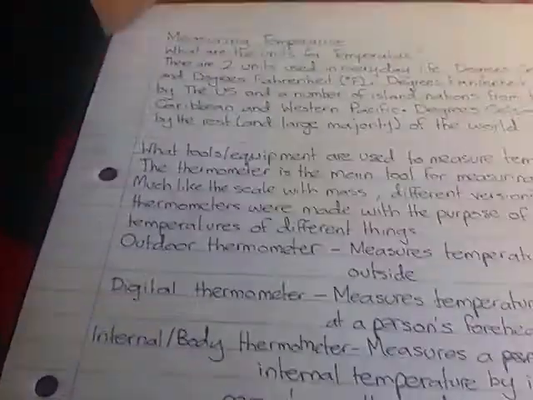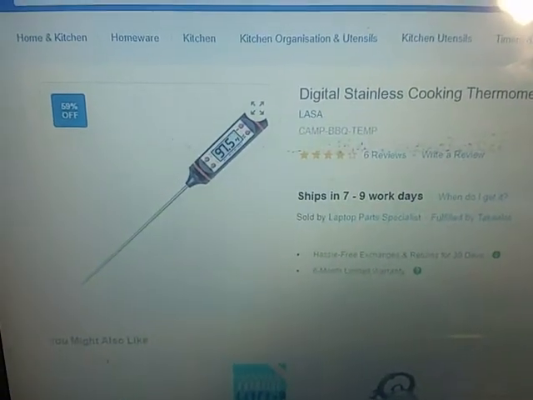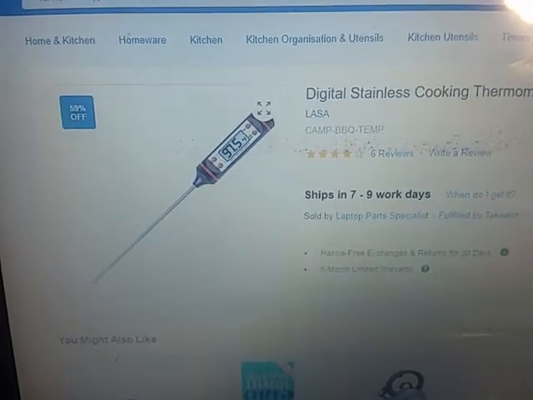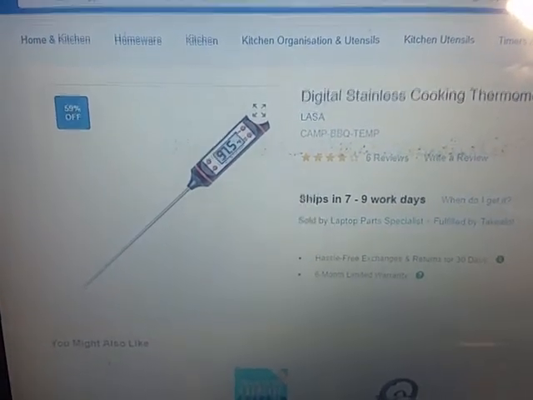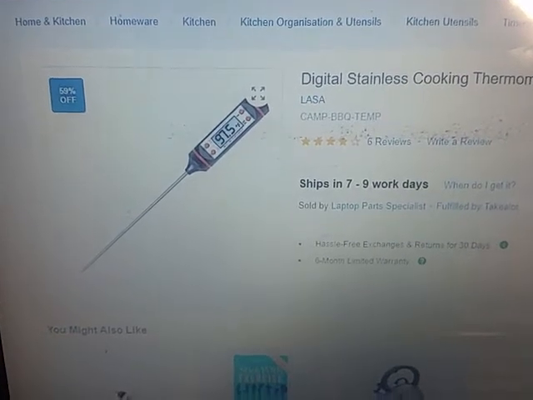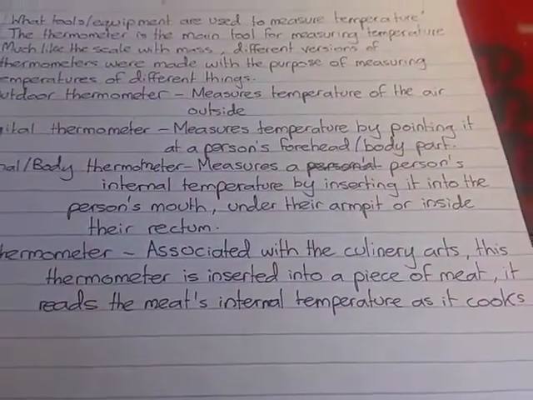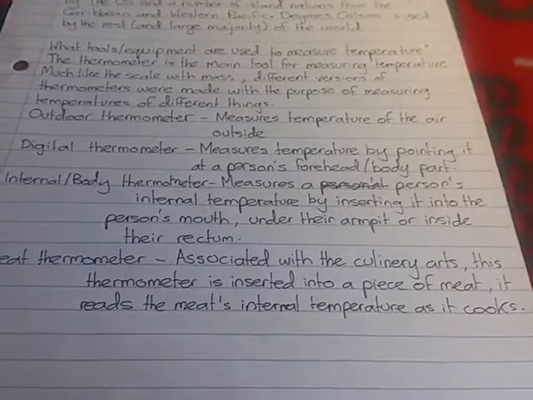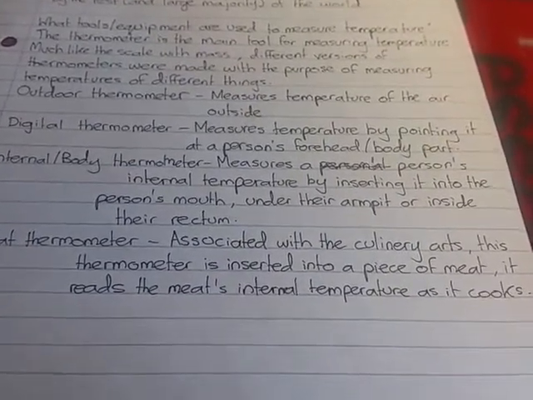And then finally, the meat thermometer. Yes, it's a thermometer that is connected to a spike. It will be very painful doing a rectum thermometer check with this one. But anyway, this one's associated with the culinary arts. What you do with this thermometer is it's inserted into a piece of meat and it reads the internal temperature of the meat as it cooks.